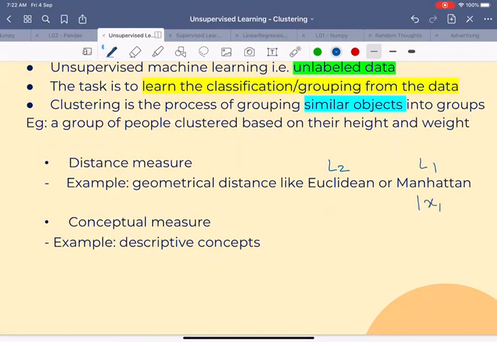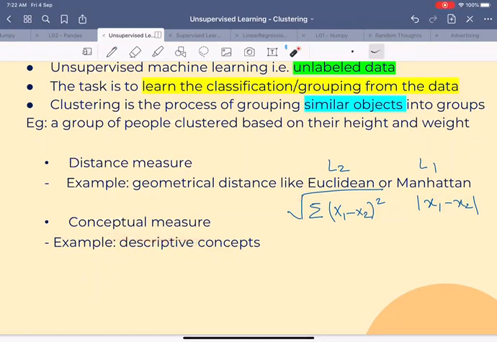Let's say our points are x1, x2. So you can say the absolute of x1 minus x2 for each of the features. And for Euclidean, it would mean something like this: x1 minus x2 for each of the features, its square, its sum, and then its square root. It's something like that. So that would mean the Euclidean distance between the two data points. These are easy options.